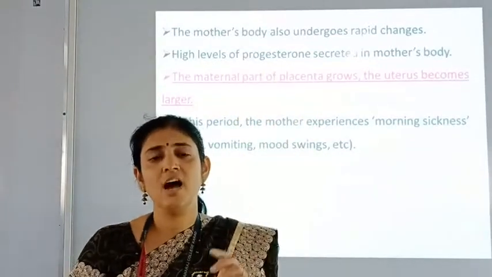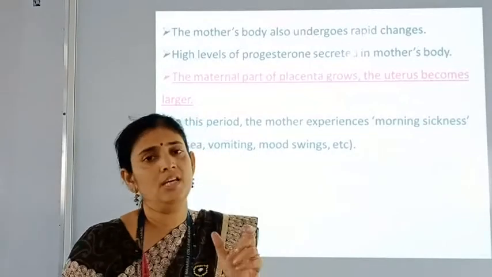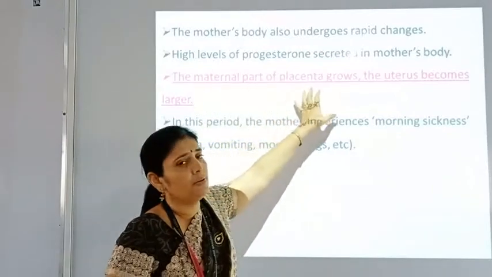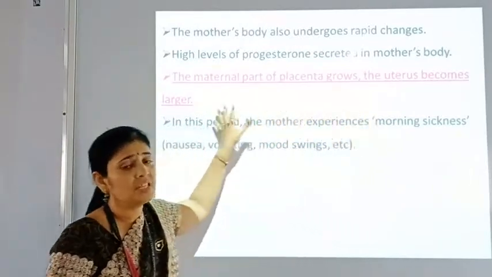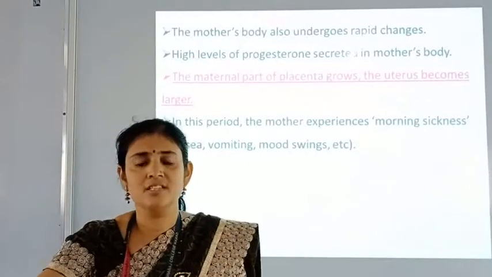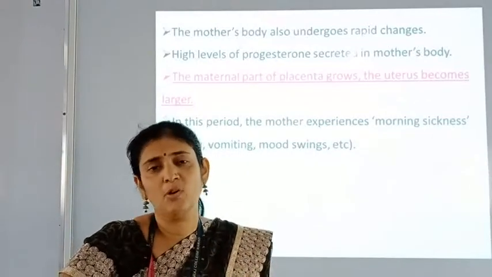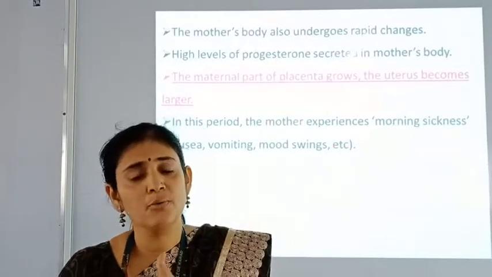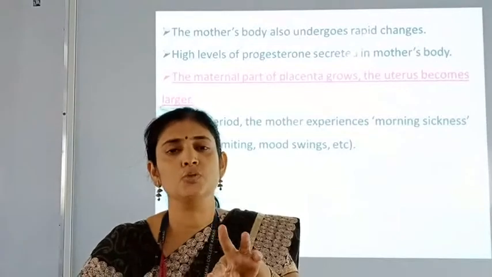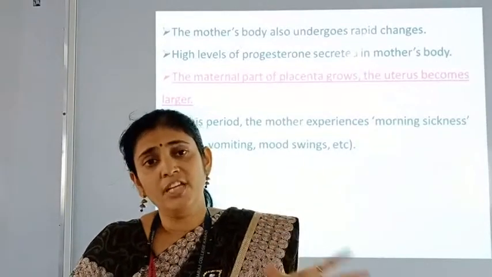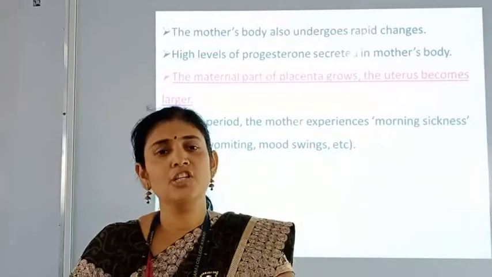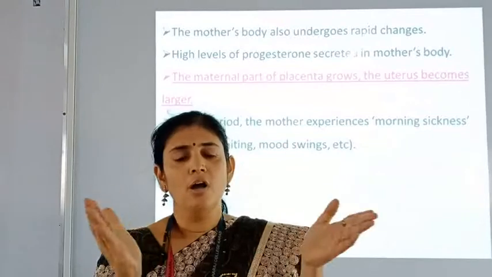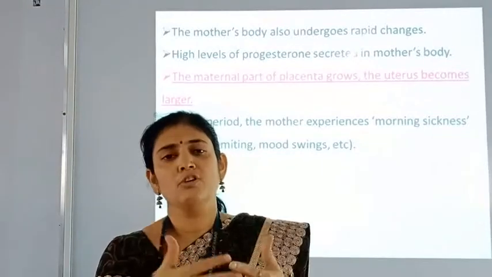At this stage, high secretion of progesterone is taking place in the mother's body, and the maternal part of the placenta grows and the uterus becomes larger. The placenta is a temporary organ which is formed during pregnancy between 2 tissues. Some part is the fetal tissue, that means embryonal tissue, and some part is the maternal tissue. Both these tissues combine to form the placenta.